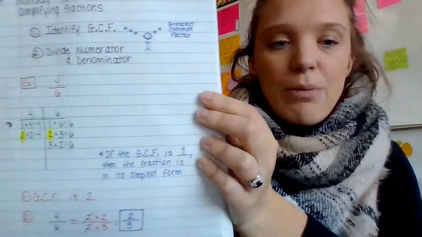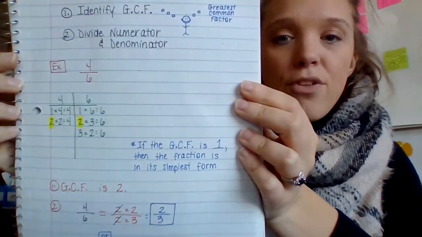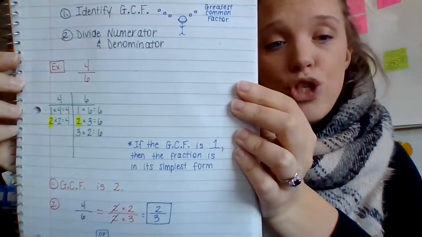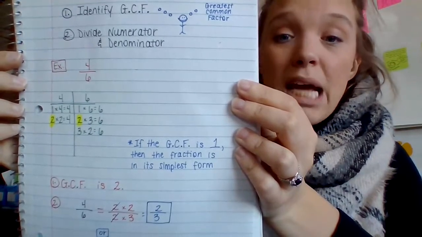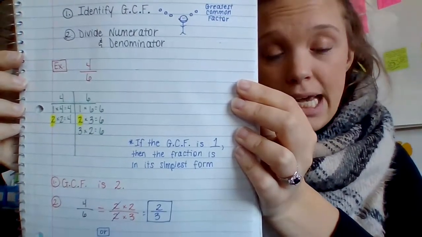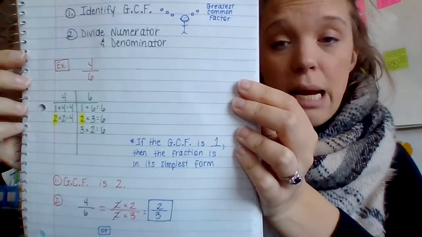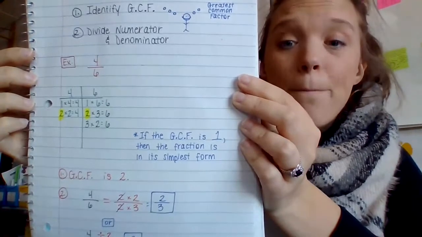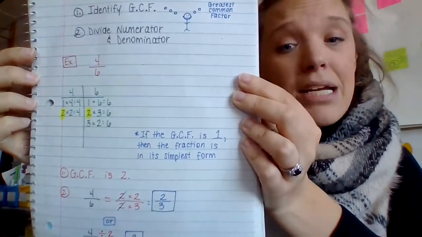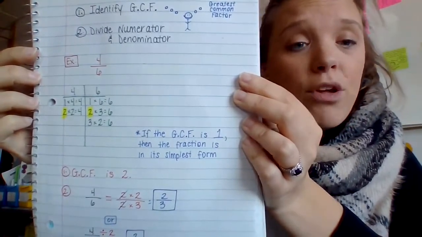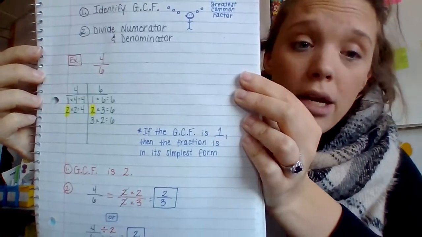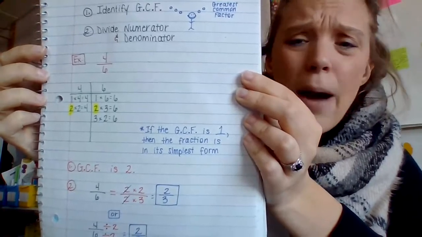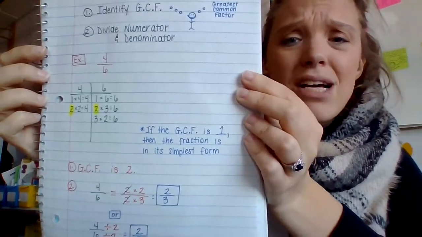And the first step we did was we listed the factors of 4 and 6. 1 times 4 is 4, 2 times 2 is 4. 1 times 6 is 6, 2 times 3 is 6, or the inverse, 3 times 2 is 6. So we need to find the greatest common factor, so the biggest factor that they have in common. So we know that 4 and 6 have a factor of 1, 4 and 6 have a factor of 2, and 2 seems to be the biggest number that 4 and 6 have in common.